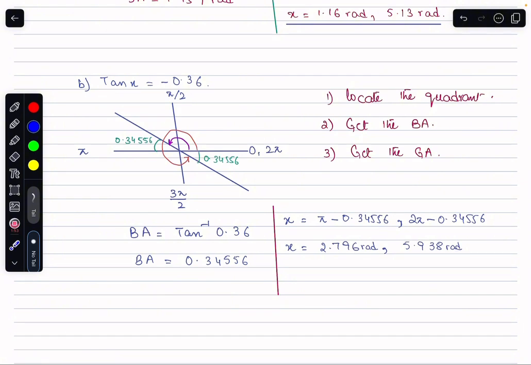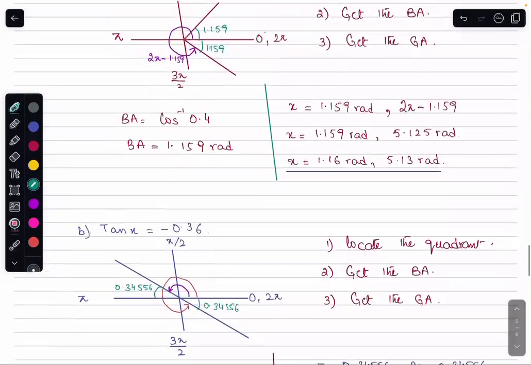I have to give the answer up to 3 significant figures. So up to 3 significant figures, 2.796 can be written as 2.80 radian, and 5.938 can be written as 5.94 radian. This is going to be the solution for tan of x, which equals negative 0.36.